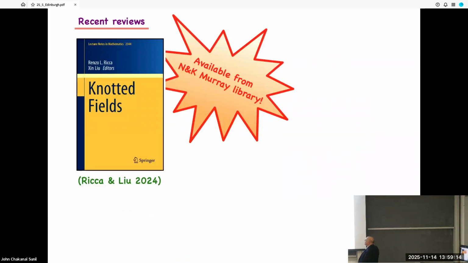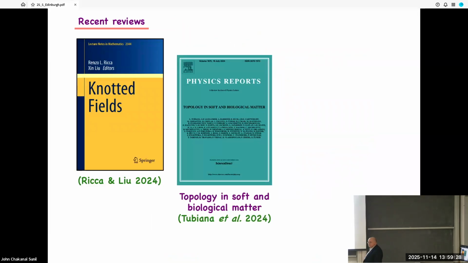All right, I conclude. There is a Knotted Fields book that is available. Happens here. So please, students, go there. Murray Library, they have this copy. And then if you want reviews, I'm biased, of course. Here we have another author with Davide and hundreds of others from all over the world. They contributed to this. You are the other one. Topologies, maybe all of us. Topology in soft and biological matter.